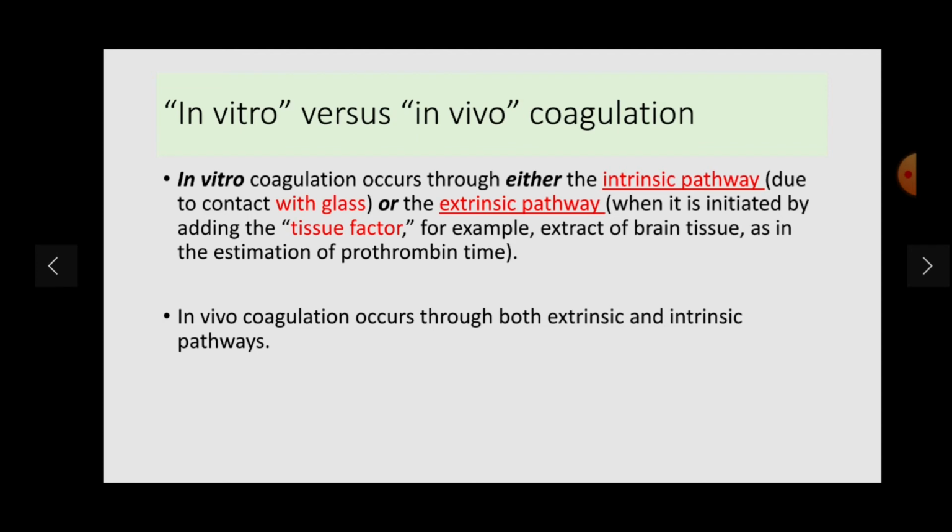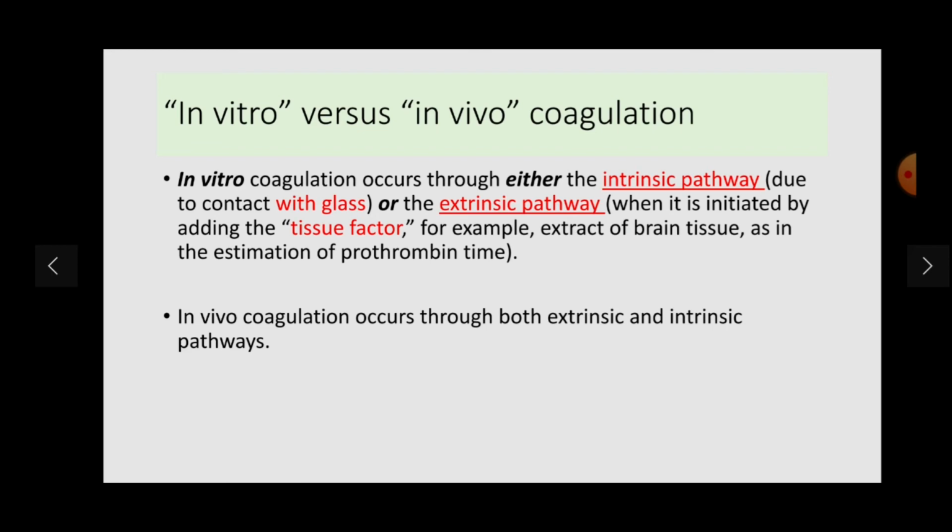So now you have learned about the process of coagulation. The process of coagulation takes place in three steps: formation of prothrombin activator complex, formation of thrombin, and formation of fibrin, which ultimately leads to formation of fibrin meshwork and the coagulation.